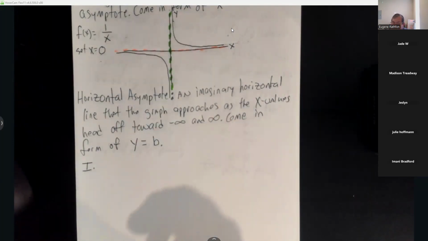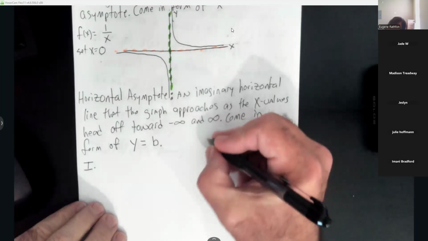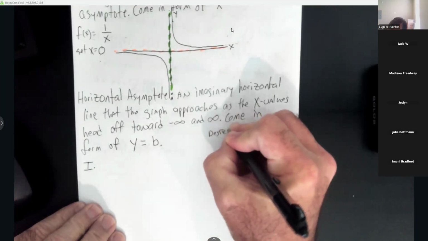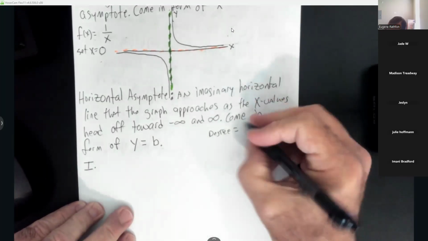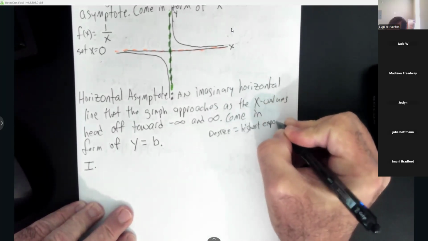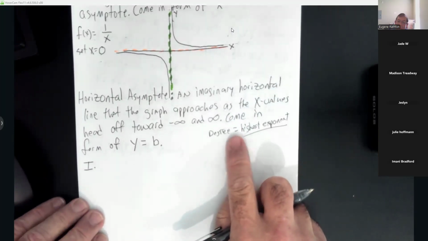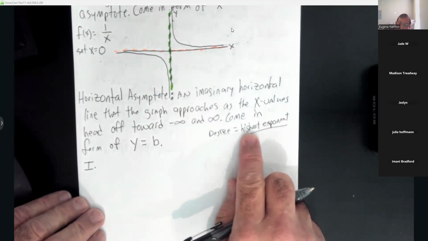So there's three cases, and each case depends on the degree. We look at the degree of the numerator and we look at the degree of the denominator. Now remember, the degree of a polynomial is its highest exponent. Okay? So when I'm talking about degrees, I'm talking about the highest exponents.